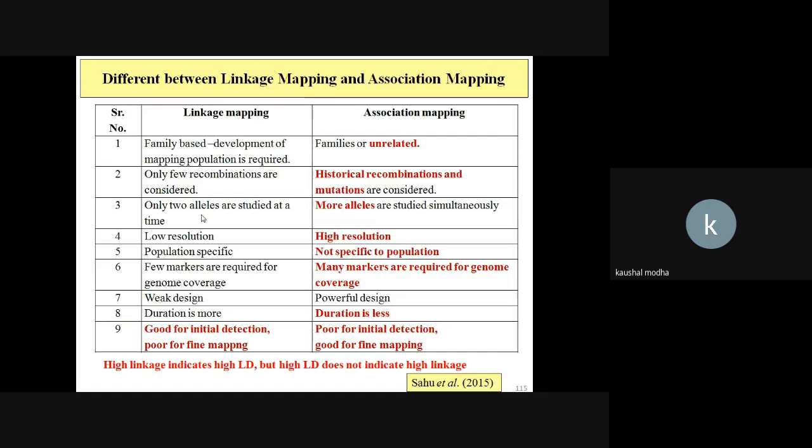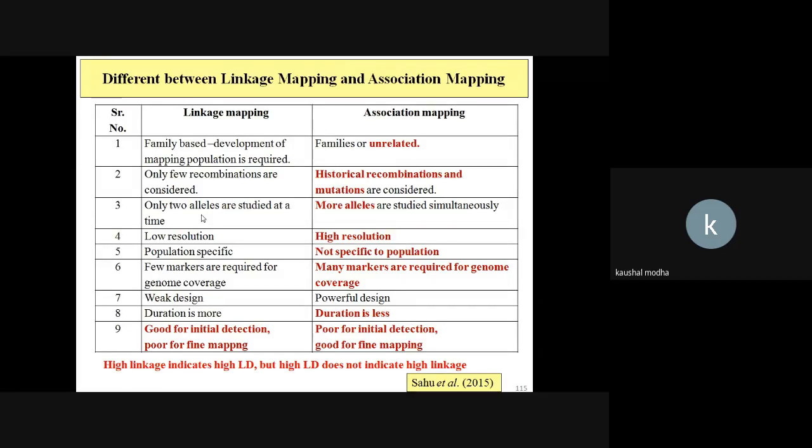At a time, even if you're considering germplasm lines for rice, any diploid species, self-pollinated or cross-pollinated crop, at one locus there will be two alleles. But because we are considering the evolutionary recombinations and diverse germplasm lines, there will be more than two alleles present in your mapping population, whether it's the germplasm panel or a developed mapping population. Because we are considering few recombination events or real-time recombination events, the resolution is very low. We get loosely linked markers. And in association mapping, we get high resolution because we are considering more recombination events.